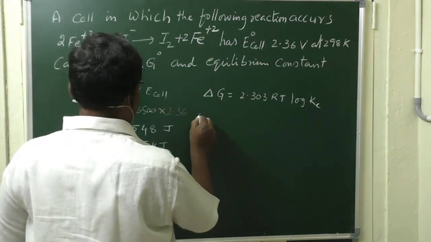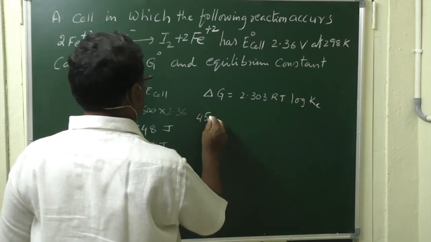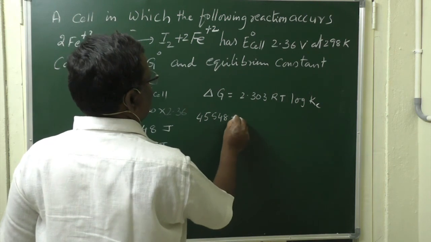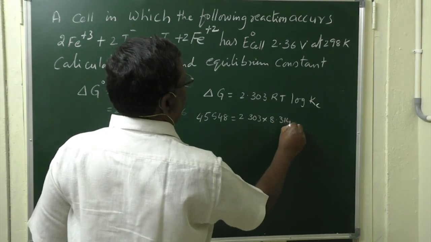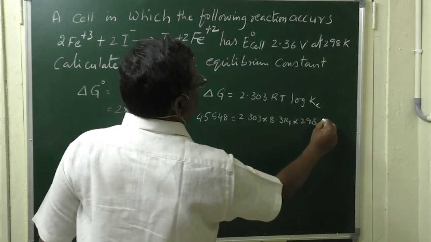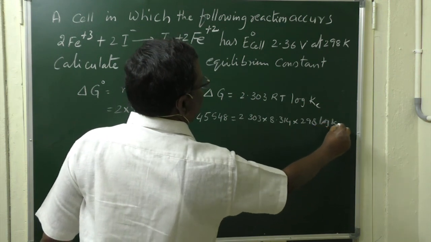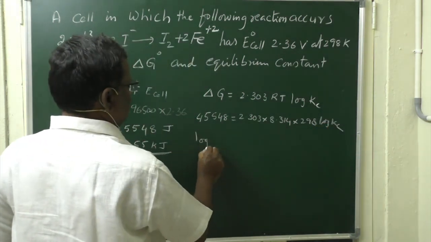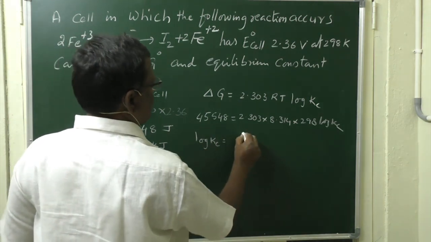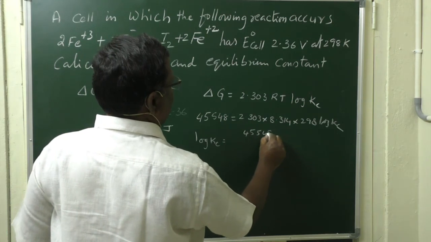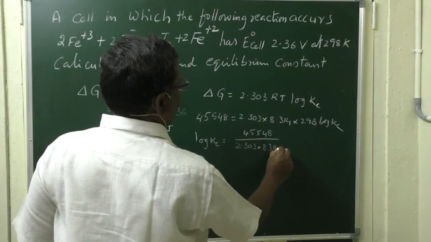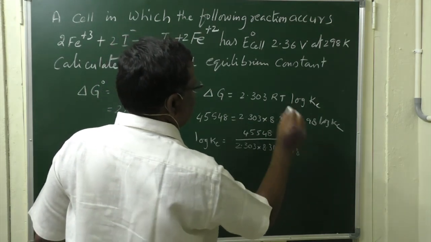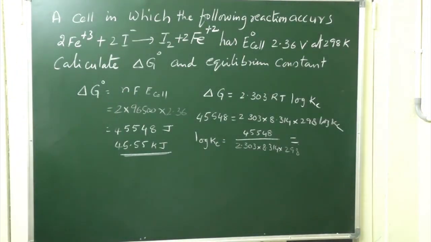So you can get it like this. The delta G value we know, just now we calculated it, is 45,548 joules, equal to 2.303 into R, which is 8.314, into T, which is 298, into log Kc. Therefore log Kc is equal to 45,548 by 2.303 into 8.314 into 298. On simplifying you will get 7.9826.